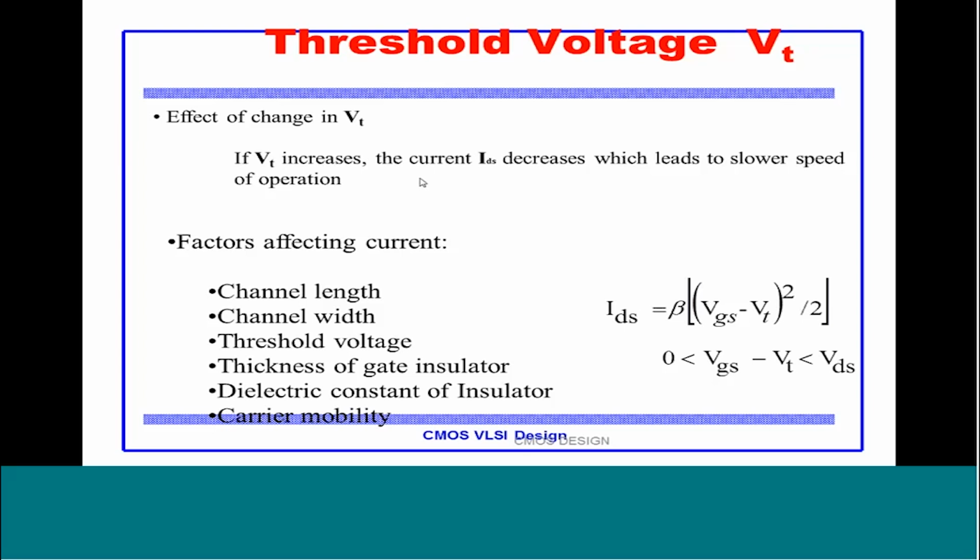We'll see the power thing later, but just remember that an increase in VT will make the device slower but less power hungry. Similarly, a decrease in VT will result in faster devices, but they will consume more power. So we'll just review what factors affect the current. The factors affecting current are the W/L ratio, I mean how wide and how long the channel is, the threshold voltage VT, the thickness of the gate insulator TOX, which is contained in beta, the dielectric constant, again contained in beta, and the carrier mobility, again contained in beta.